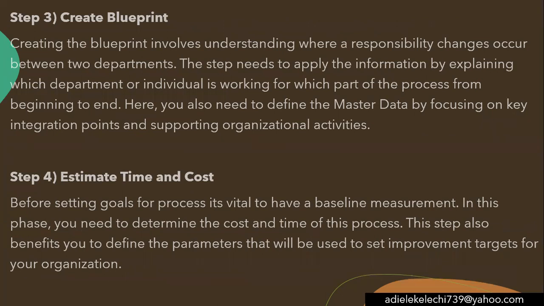Okay, now when you have a scope in mind, the next thing is to create a blueprint. So creating a blueprint involves understanding where a responsibility changes occur between two departments. The step needs to apply the information by explaining which department or individual is working on which part of the process from beginning to end. You also need to define the master data, focusing on key integration points and supporting organizational activities. So this is very, very important.